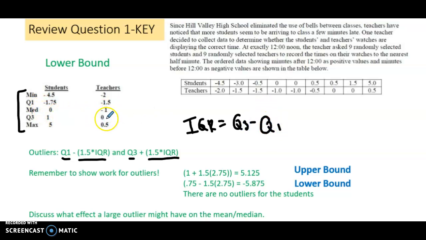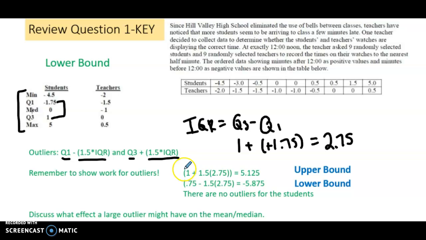So here is our Q3, let me make sure I'm looking at the right one here. Okay, so this is for the students. I'm just picking one for the students. And here is my thing. So Q3 is 1 minus negative 1.75. So my interquartile range is going to be 2.75. And then I'm just going to plug that information into my formula.